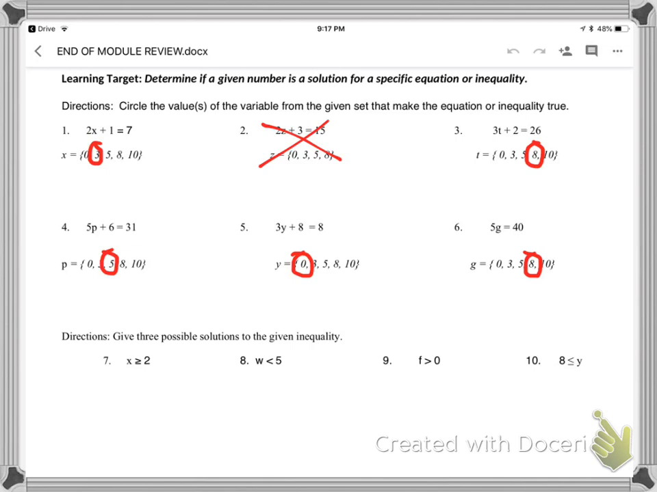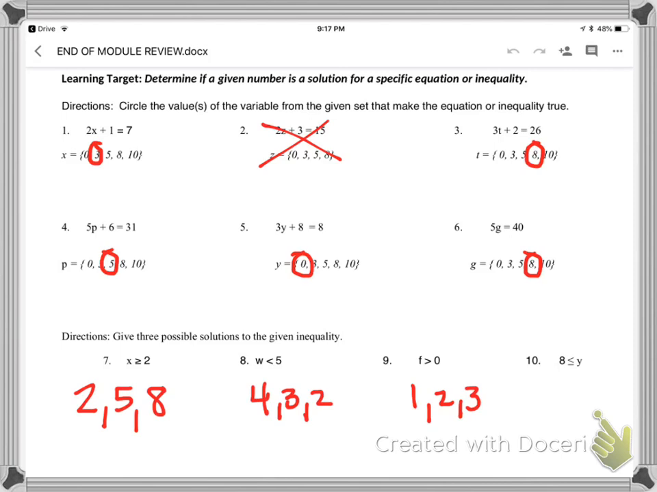Next, give 3 possible solutions to the given inequality. Well, my x is greater than or equal to 2, so anything greater than or equal to 2. I could say 2, I could say 5, I could say an 8, anything bigger, any of those would work. W is less than 5. It couldn't be 5, but it could be 4 or 3 or 2 or 1, etc. Or negative numbers would work. F is greater than 0, not 0, but everything bigger, so 1, 2, 3, that would work.